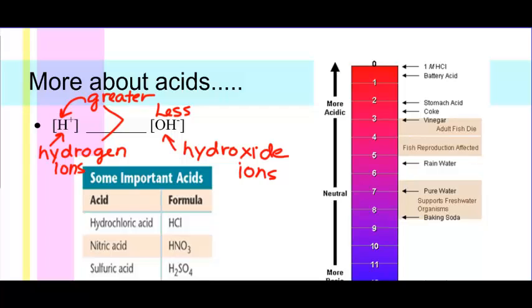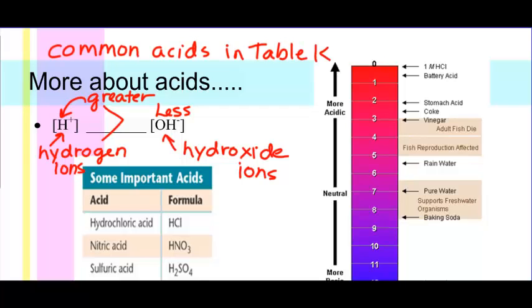Some important acids are given to you. There's a reference table for that. I think it's Table L. So if you take a look at Table L, let me just make sure before you write that down. Oh, Table K. If you take a look at Table K, you will find common acids, and their formulas and their names are given in Table K. So you can look there for some acids, general properties of acids.